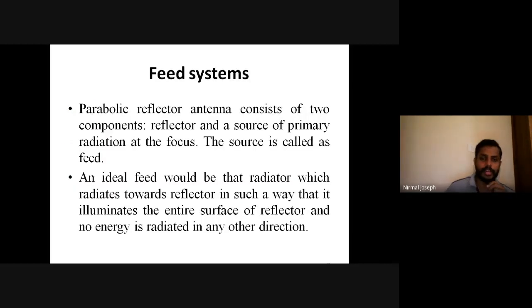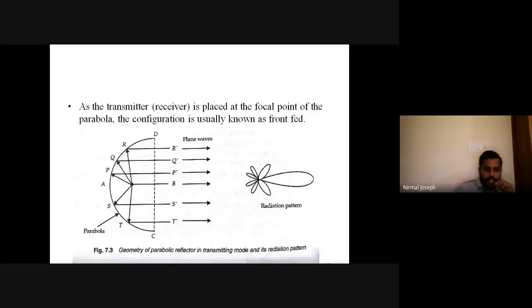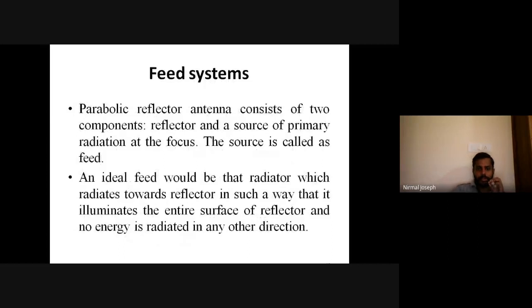So now we are moving on to a very important thing, that is feed systems. Feed antenna, you already know what is feed antenna. Feed antenna is the antenna we are placing at the focal point, or in front of the reflector. This is the feed antenna, or it is also called the primary radiator. There are different types of feeds, different methods to place the feed antenna, and different methods to place the reflectors with respect to the feed antenna. Those are called feed systems.